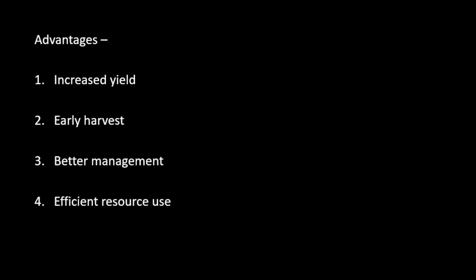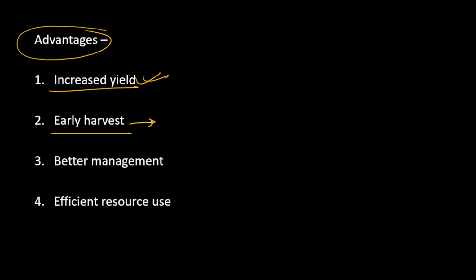Now the last part of the question is asking about advantages. Obviously these are some common advantages. Increased yield, because the number of trees in the same amount of land will increase, so our yield will obviously increase. Early harvest. Trees often come into production earlier compared to the traditional system. It is seen that as compared to the traditional system, the harvest is earlier here.